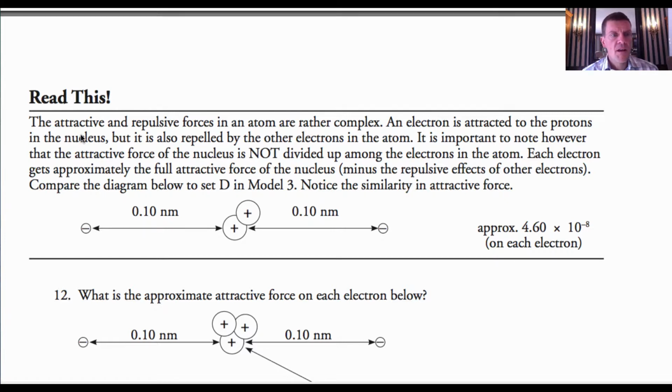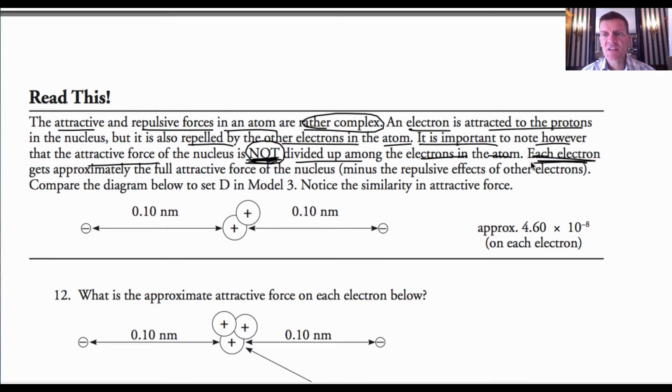Alright. The attractive and repulsive forces in an atom are rather complex. An electron is attracted to the protons in the nucleus, but it is also repelled by the other electrons in the atom. Keep that in mind. It is important to note, however, that the attractive force of the nucleus is not divided up among the electrons in the atom. That is very, very important to know. So as you add more and more electrons, you don't take that attractive force and begin to divide it by however many electrons you have. Each electron, this is a key point right here, each electron gets approximately the full attractive force of the nucleus.